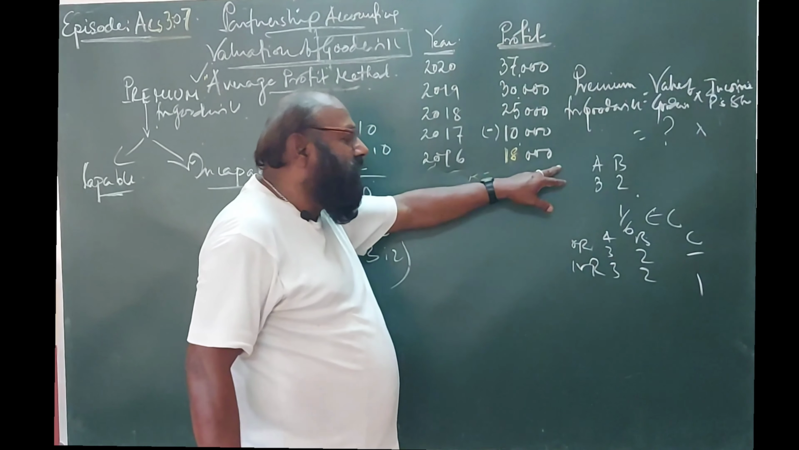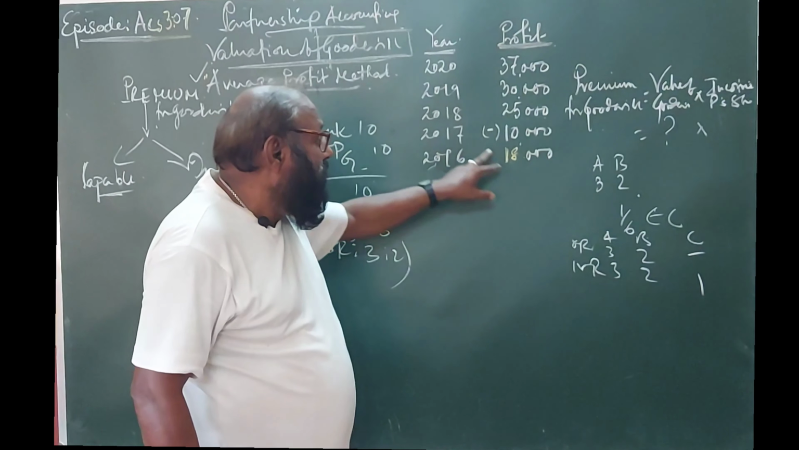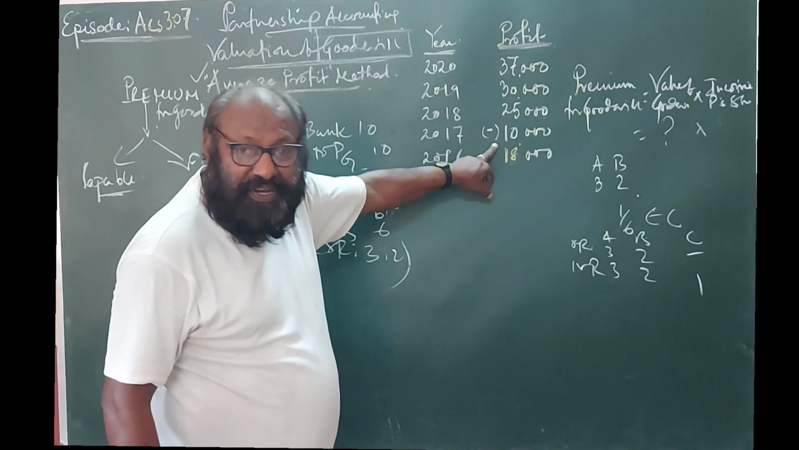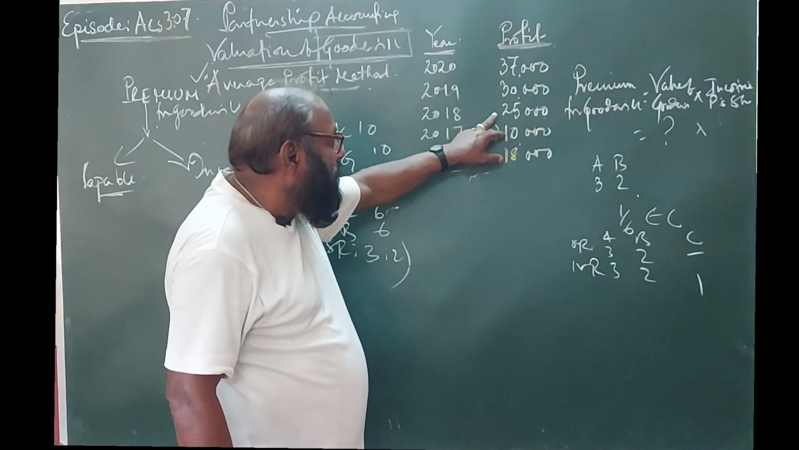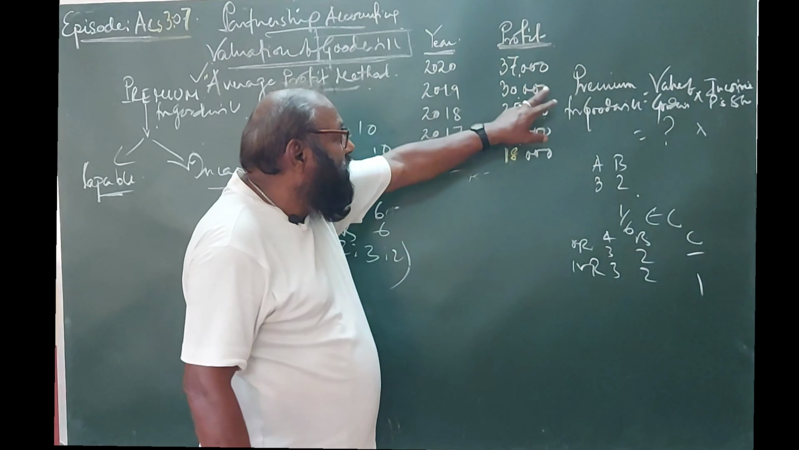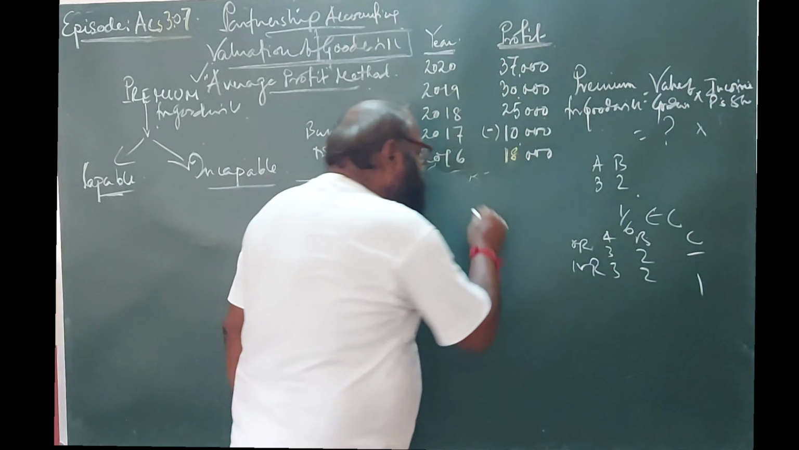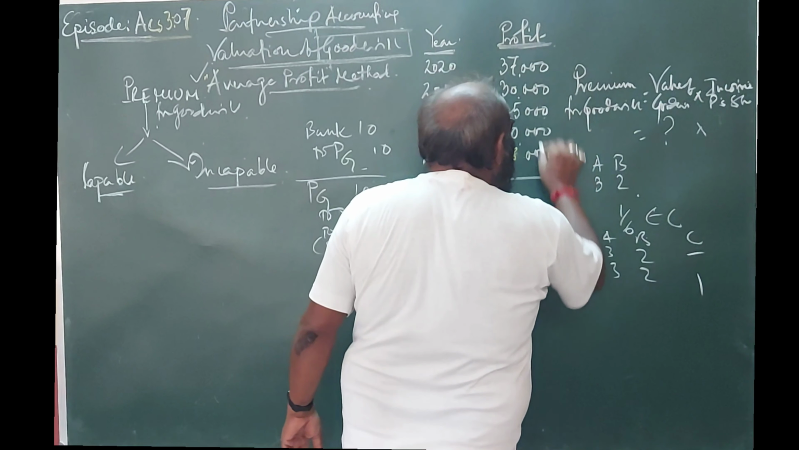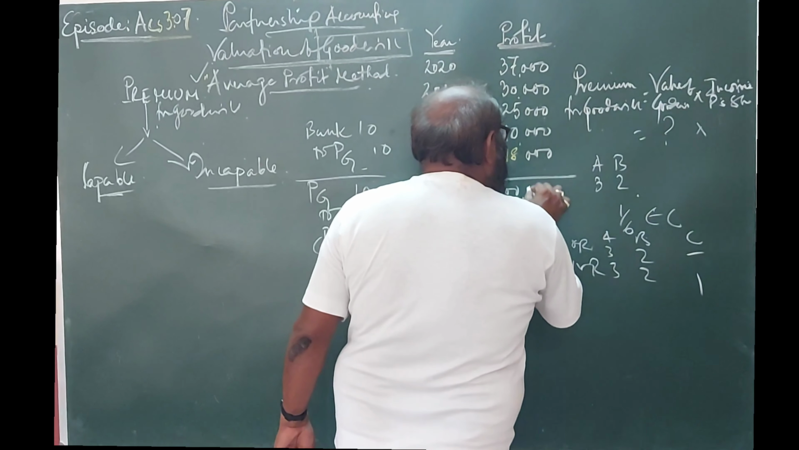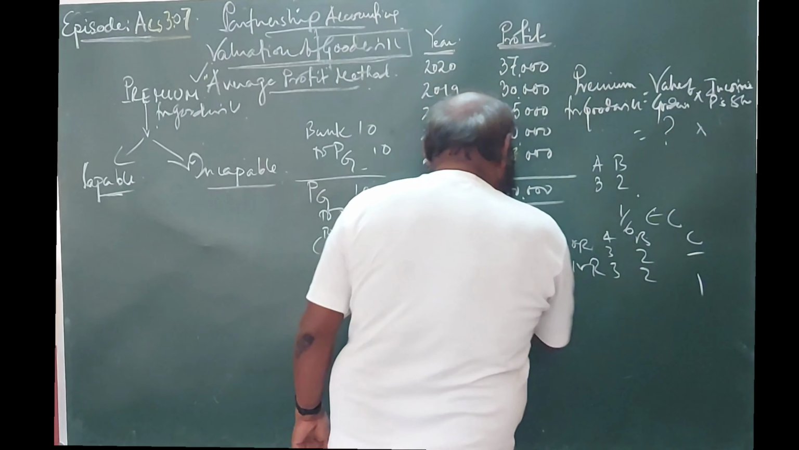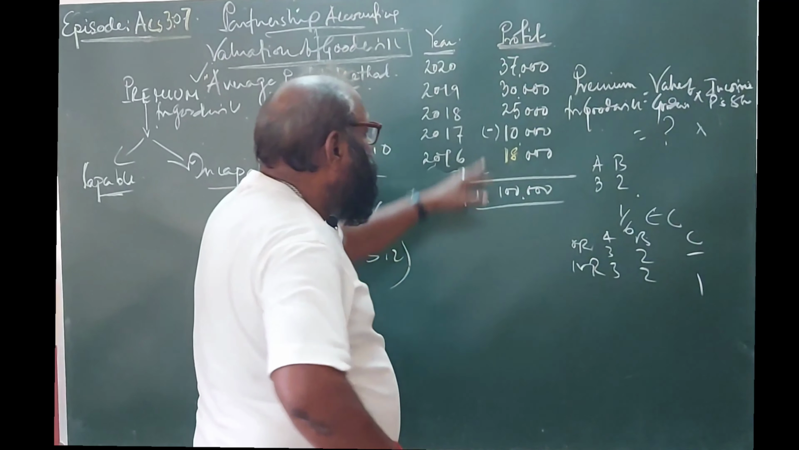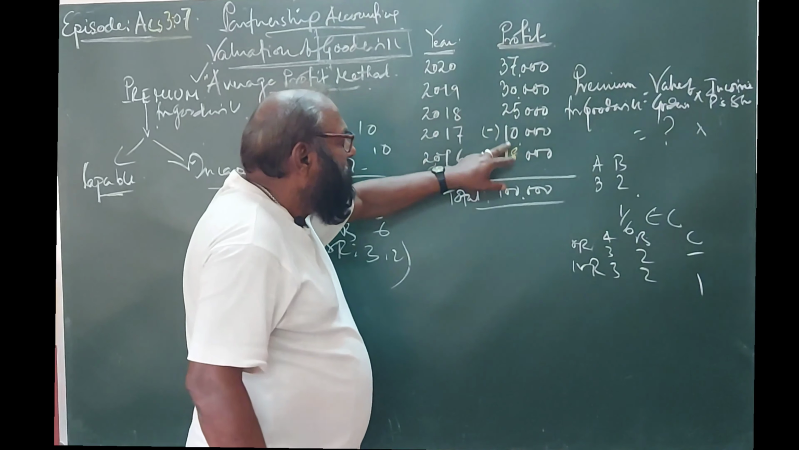In 16 they earned 18,000. In 17 they experienced a loss of 10,000. In 18 it is 25,000. In 19 it is 30,000. In 20 it is... So it is a growing firm. Okay, that is why she is coming. Now what is the total? I think this is the amount. That is the total. Clear? So that is the total profit, right?